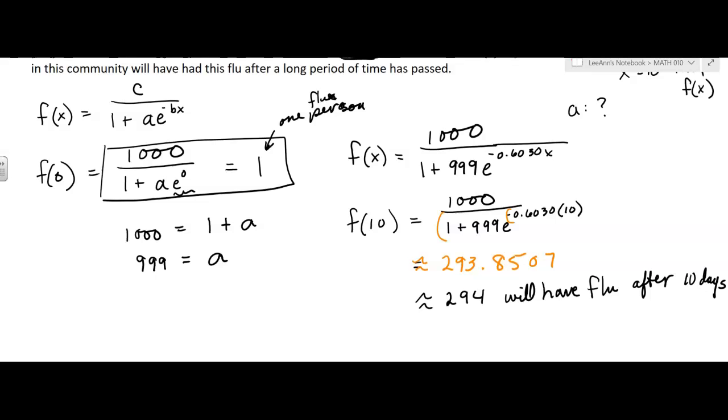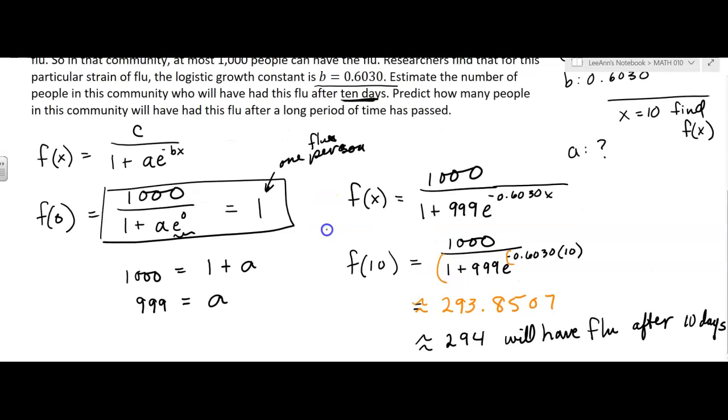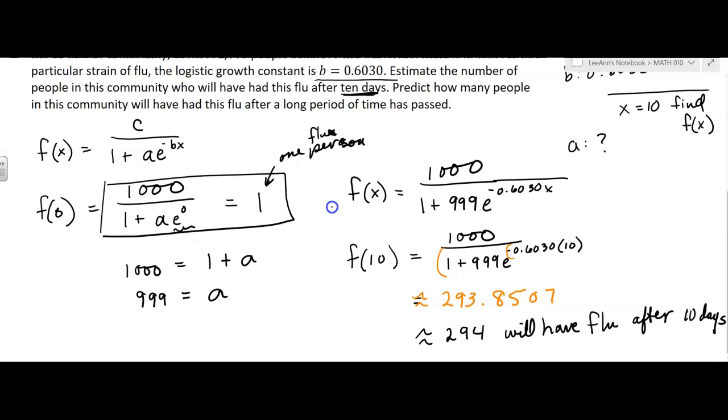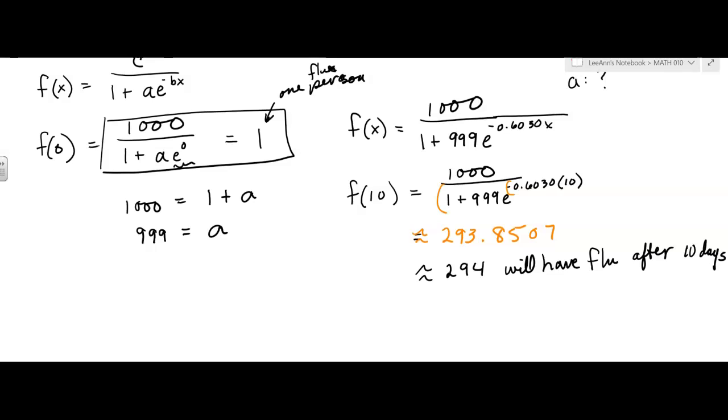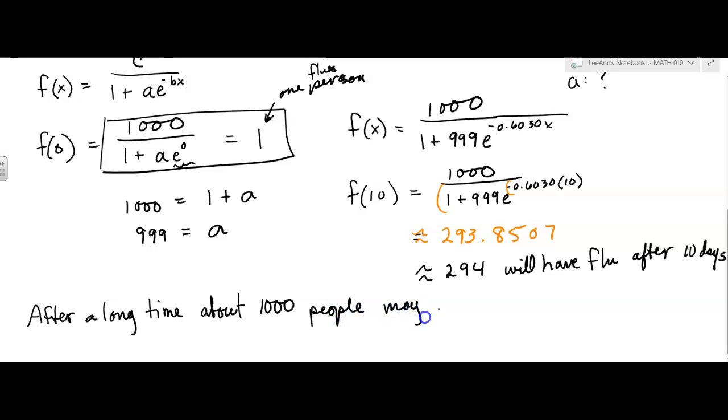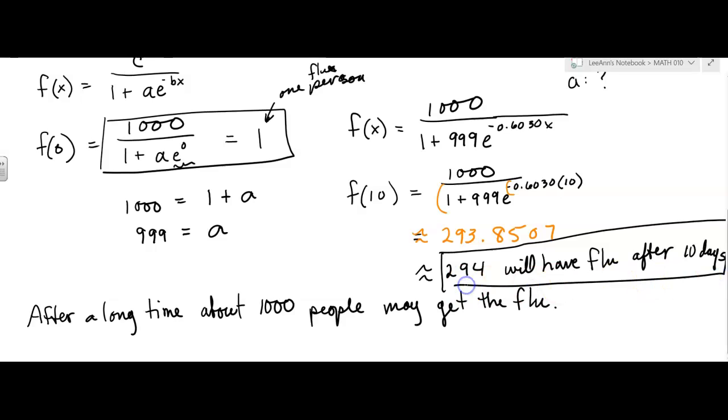And then the other thing, they say, predict how many people in this community will have had this flu after a long period of time. Well, we can't have more than 1,000 people. So after a long time, about 1,000 people may get the flu. There's probably some healthy person that's not going to get the flu. So that's what we're looking at though.